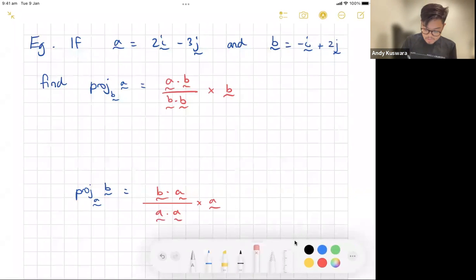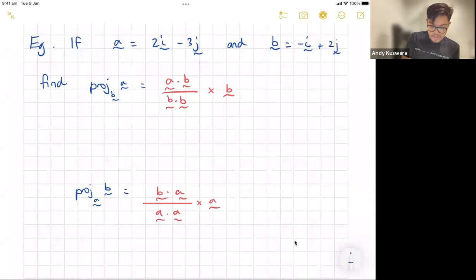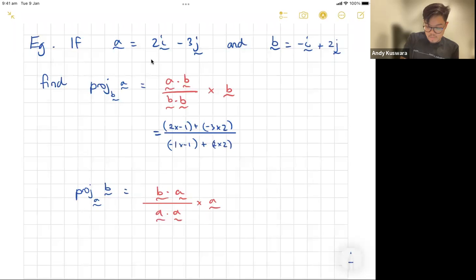So to calculate this, let's go. A dot b, if I dot a and b, it's going to be 2 times negative 1 plus negative 3 times 2, over b dot b. So it's going to be minus 1 times minus 1 plus 2 times 2, and then times the vector of b.